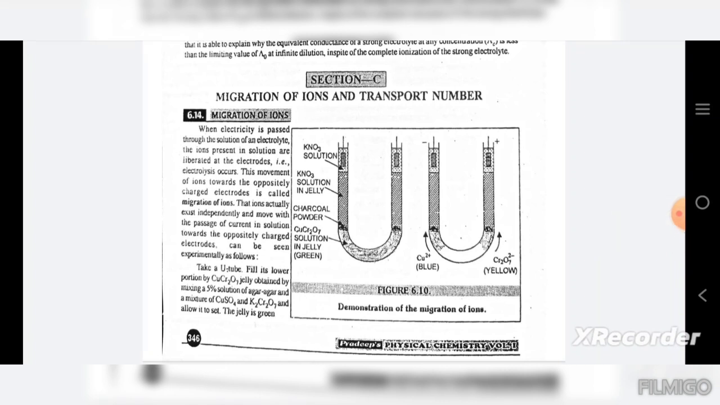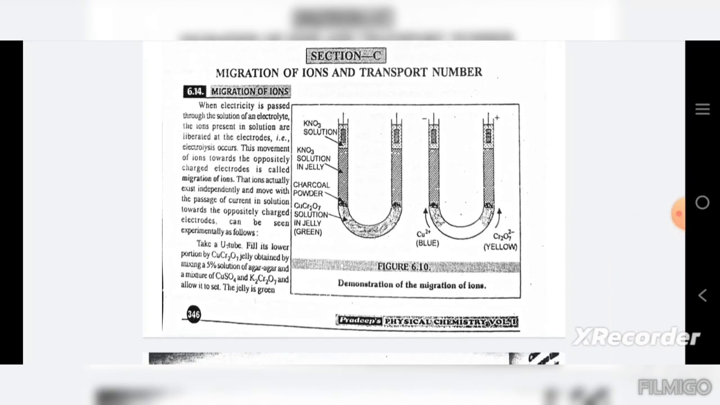Migration of ions. When electricity is passed through the solution of an electrolyte, the ions present in the solution are liberated at the electrodes. Electrolysis occurs. This movement of ions towards the oppositely charged electrodes is called migration of ions. That ions actually exist independently and move with the passage of current in solution towards the oppositely charged electrodes can be seen experimentally as follows.